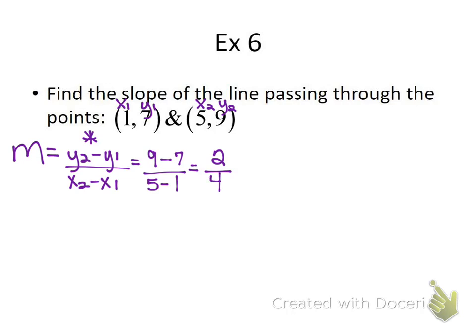What's 5 minus 1? 4. And then, am I done? No, simplify. Simplify it. What are they both divisible by? 2 and 1 over 2. It comes up to half. Yes. Good. All right. M equals 1 over 2.